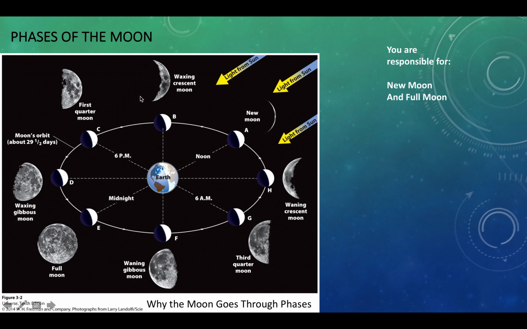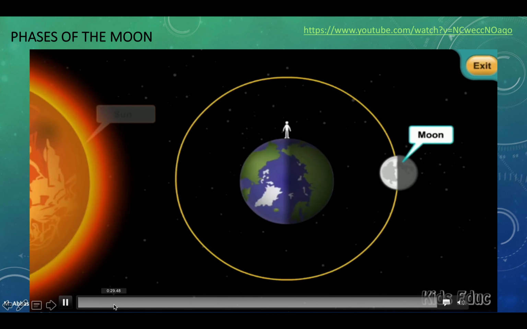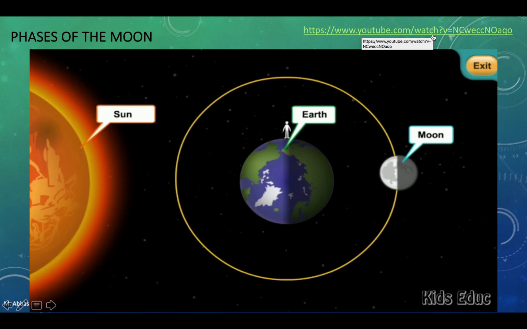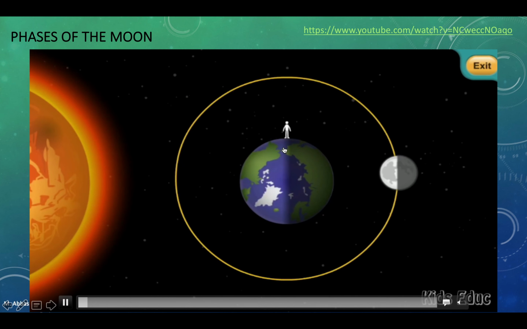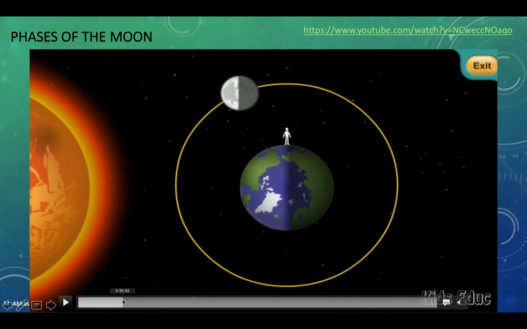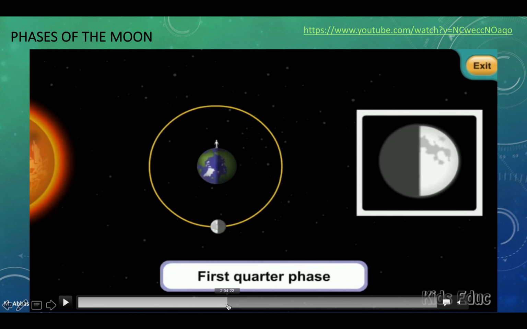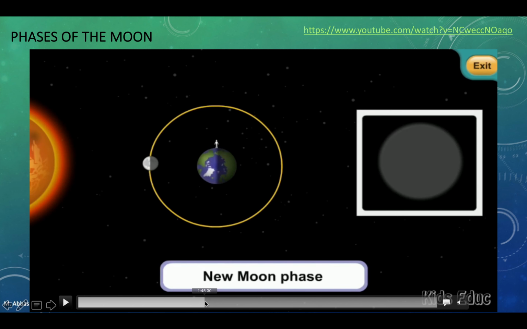Don't worry about the namings here, you don't have to memorize them. Okay, so let me show you this. Just a simulation. You can go to this link and watch it. So this is a full moon, this is a new moon. Okay, you can watch it and it will become more clear.